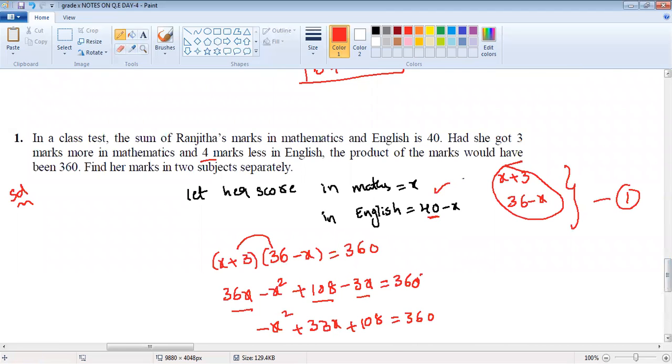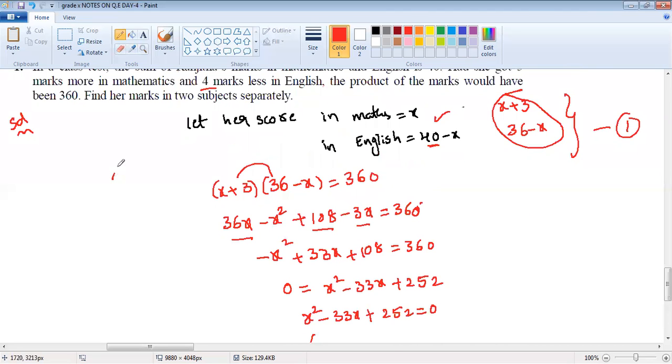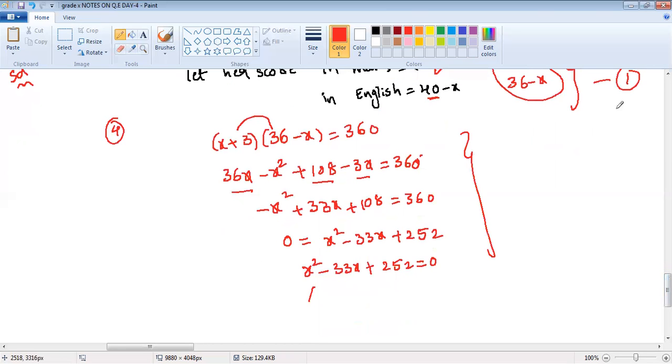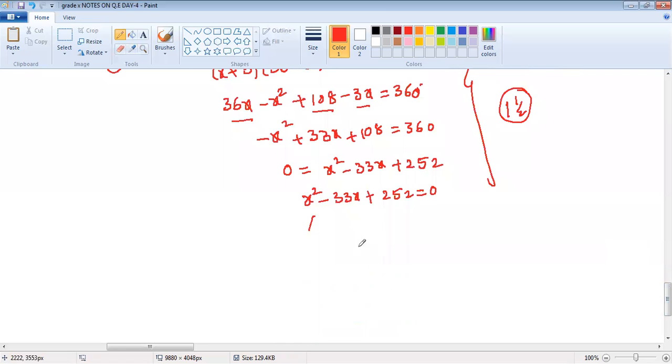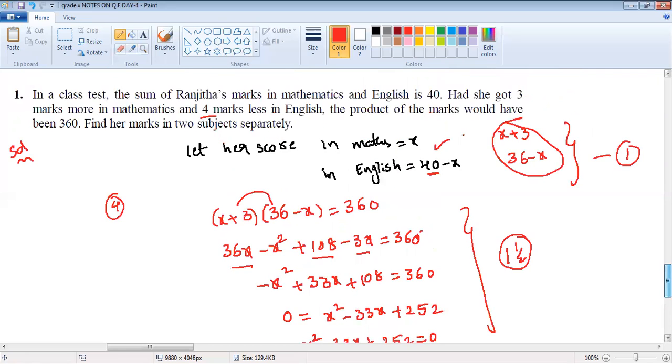Now the marking, how we are doing it, right? So if it is a 4 mark question, up to here whatever you are doing, totally 1 mark, and this is either 1 or 1.5. So 2.5 has gone. Now after that you are finding the solutions, then it is another half or 1 mark, and finding maths marks and English marks together is 1 mark. Say 1.5, 1.5, 3 plus 1, 4 marks in your hand.